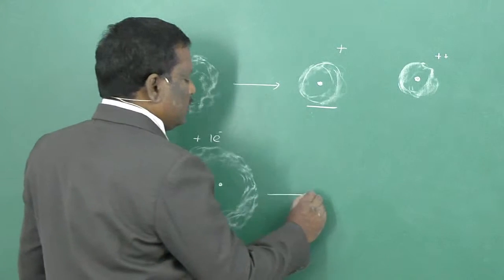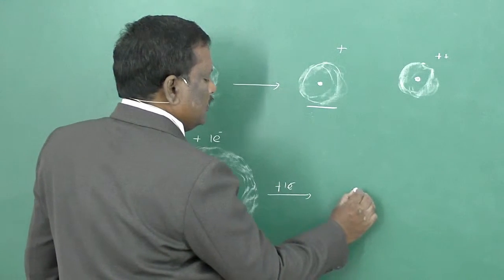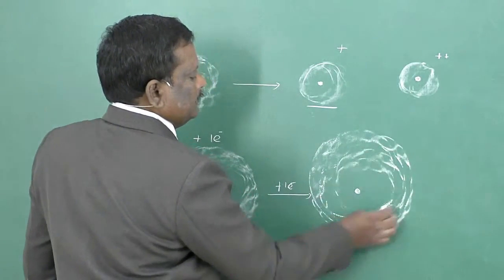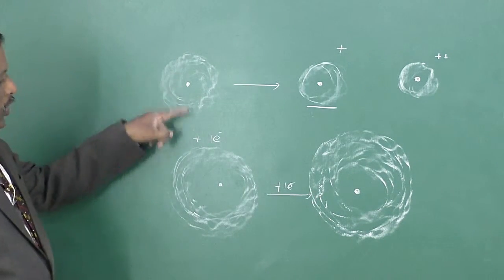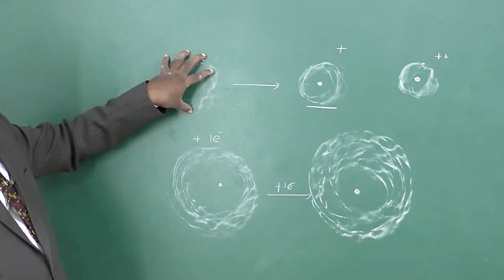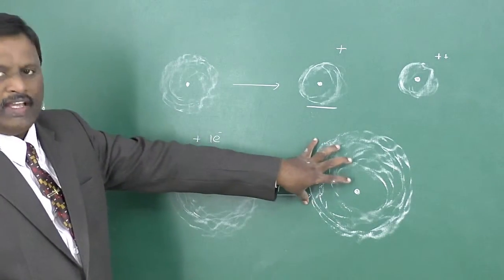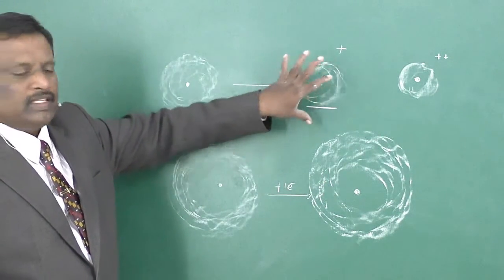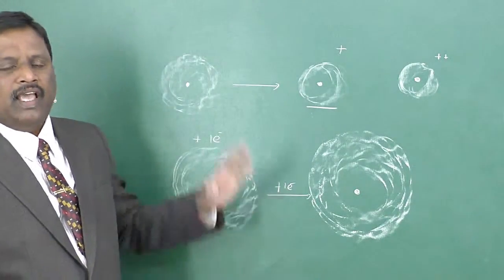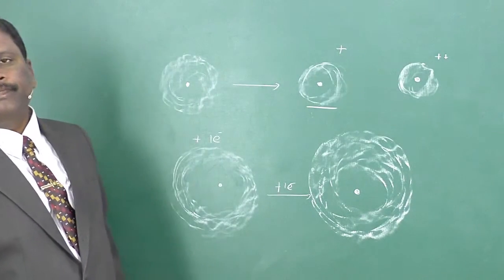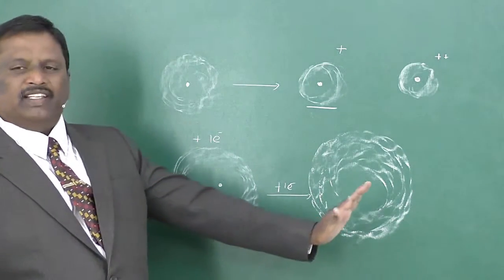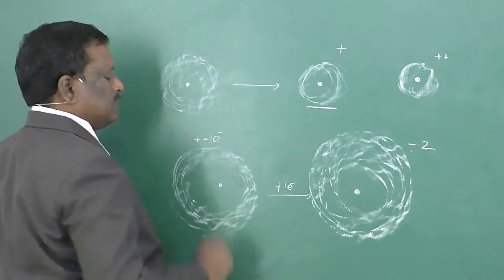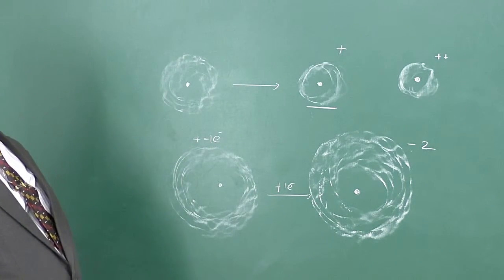Suppose you add one more electron to this. Now the nuclear charge is the same, but you will have a larger radius. So as you add electrons to the neutral atom, the size gradually increases. If you remove electrons, the size gradually decreases as positive charge increases. Size increases as negative charge increases. Size decreases as positive charge increases. This we consider as ionic radius.